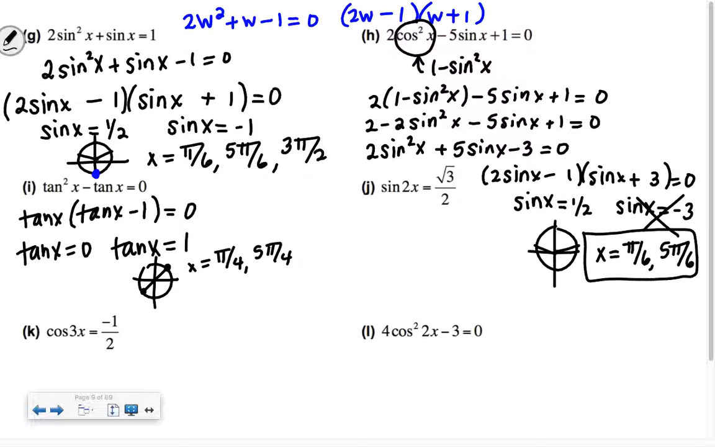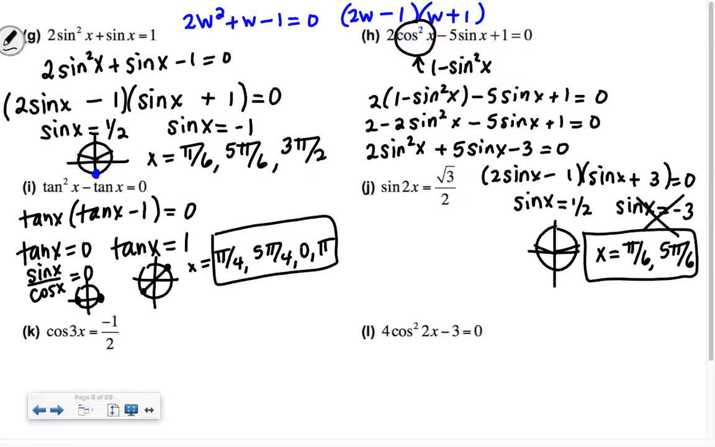And then when tangent is equal to 0, that means that the sine is equal to 0, right? Because it's sine of x over cosine of x. So the sine value is equal to 0. So sine is equal to 0 in 2 locations, here and here. So we also have 0 and pi. Good.